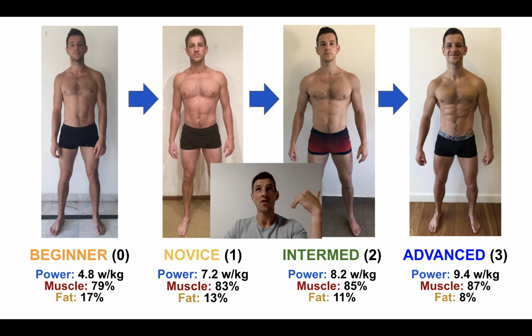Looking back at my very first, let's say, valid 10x power test score, my score was 4.8 watts per kg. Muscle mass 79% at the time. Fat was 17%. So technically speaking, 17% isn't really beginner. It's more novice. But I'm just showing you for illustrative purposes.